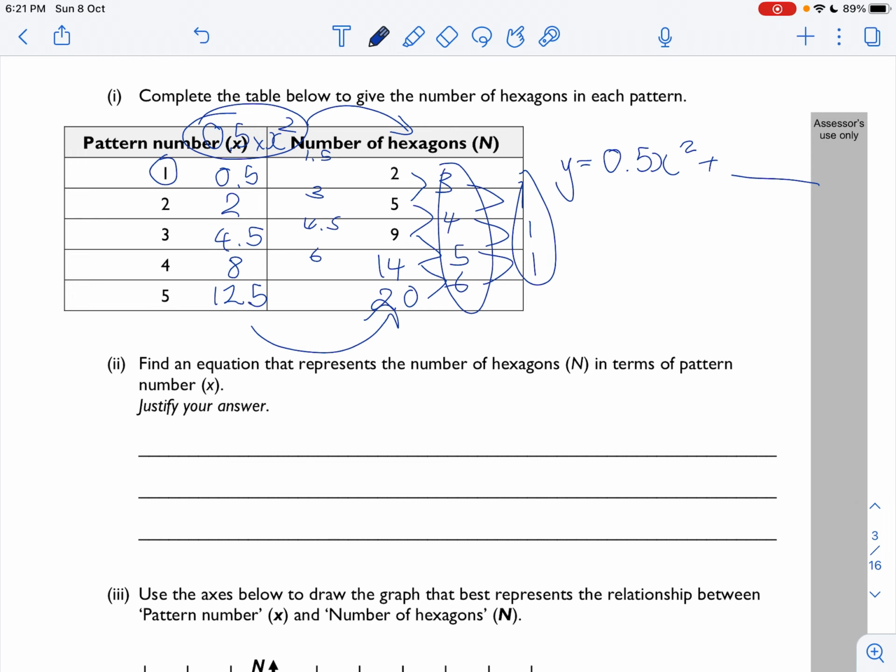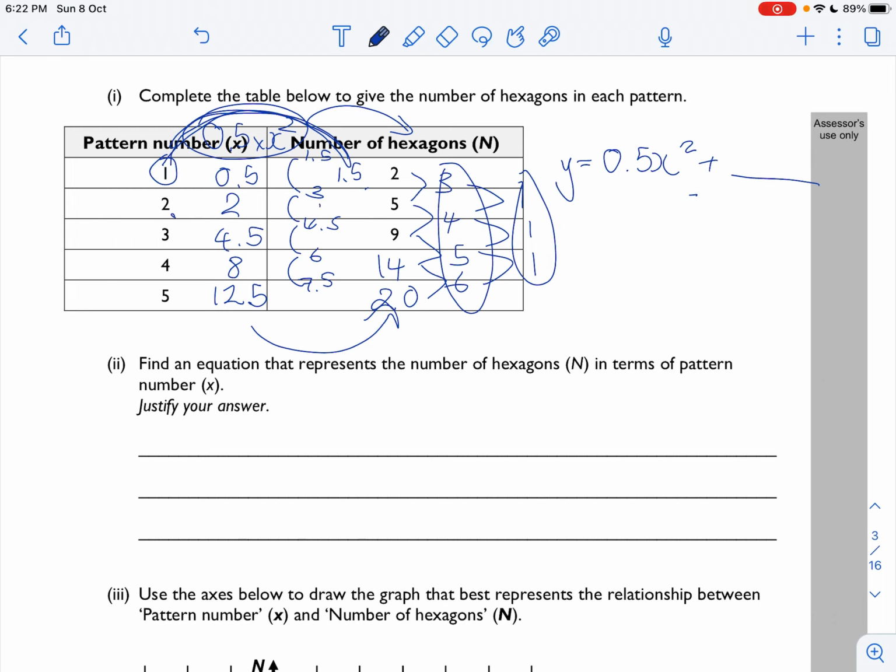And 12.5 to 20 is 7.5. And can you see that there's a common difference in here? And that's like a linear pattern now, okay? And that common difference is 1.5. Okay, so we're timesing n by 1.5, our x value by 1.5 to add on to that.